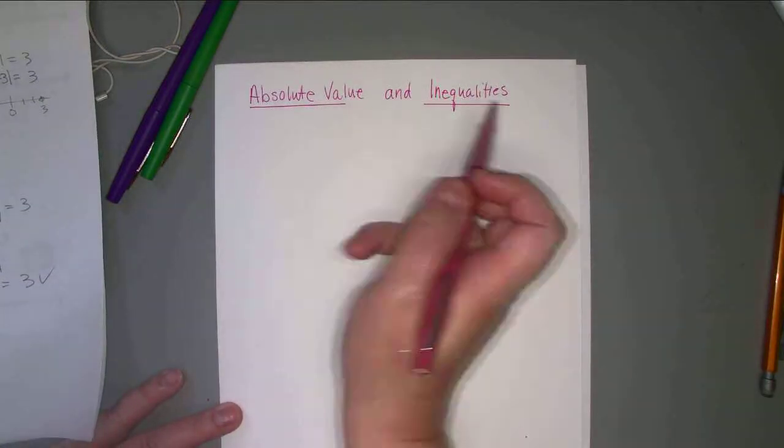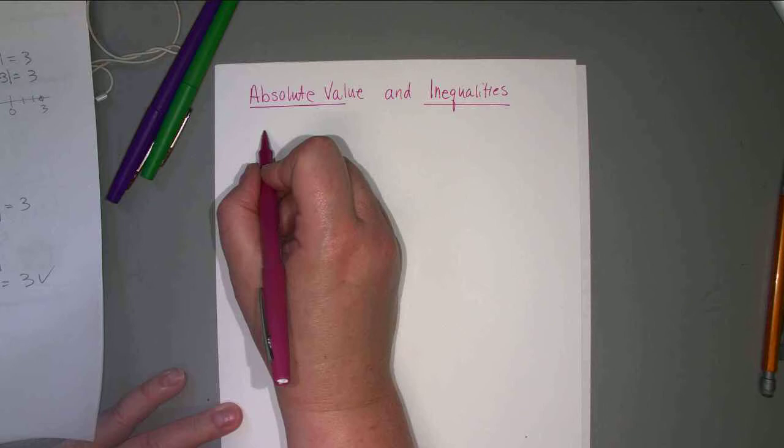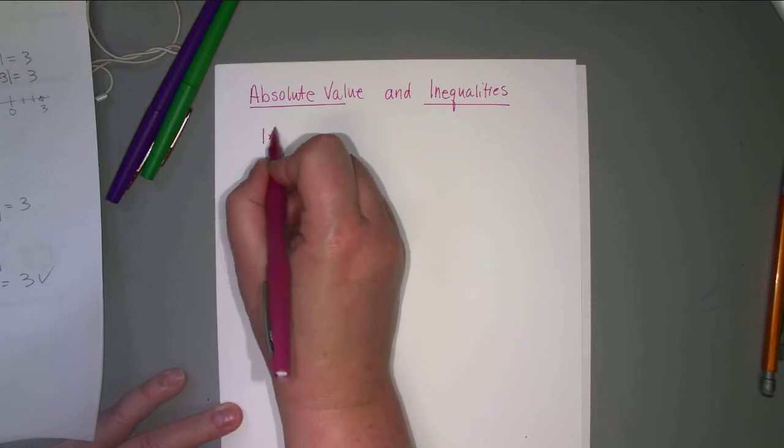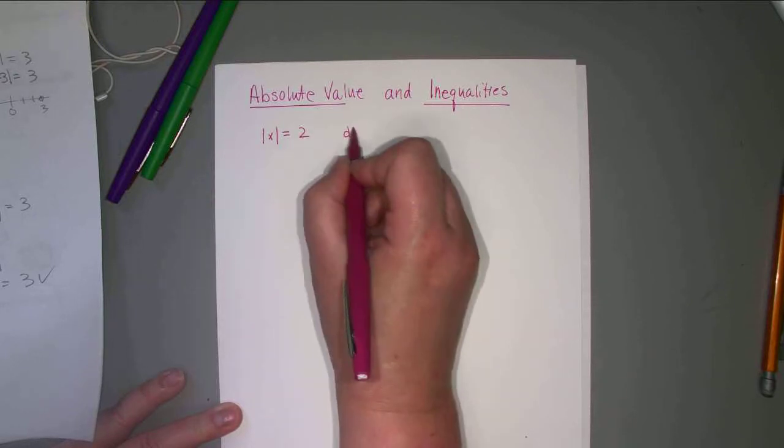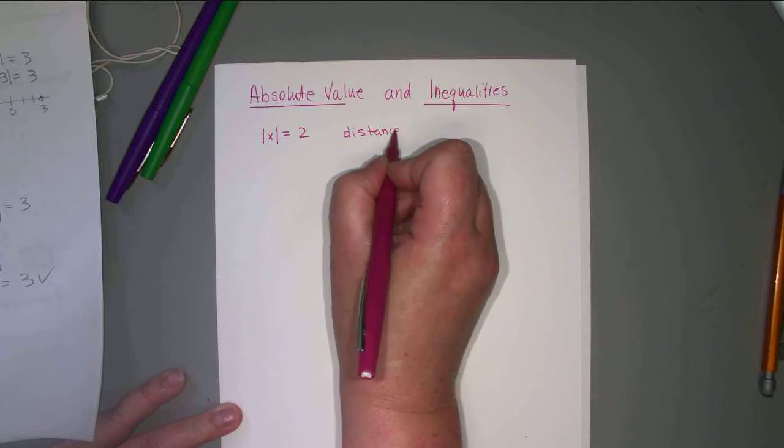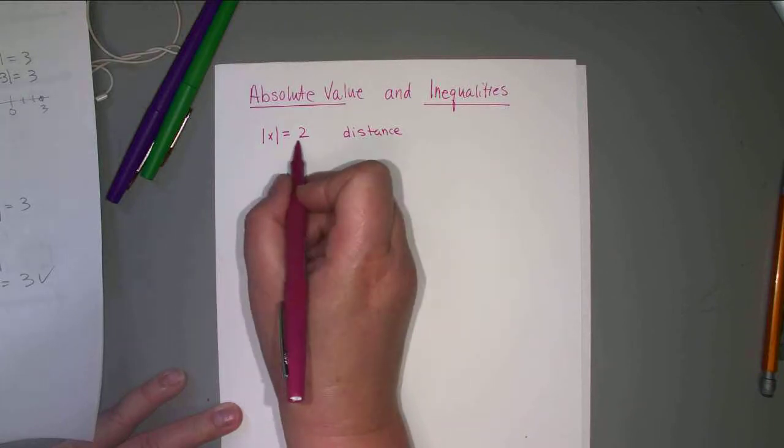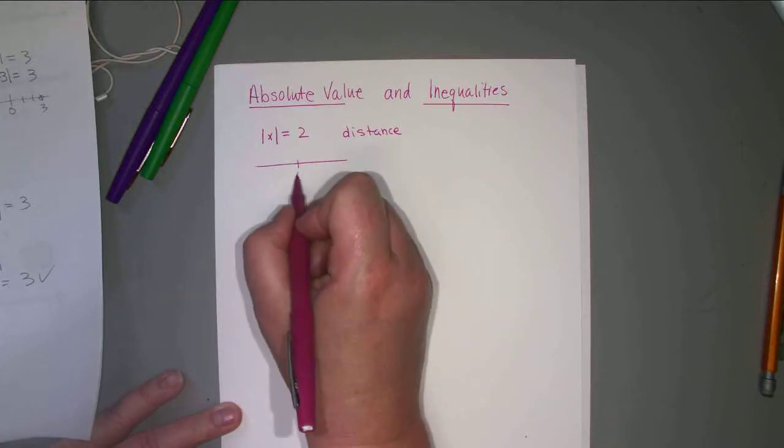So we're going to look at absolute value and inequality. We're going to start with absolute value. And remember that the absolute value is a distance. So this is saying the distance is 2. On a number line we would see that like this.